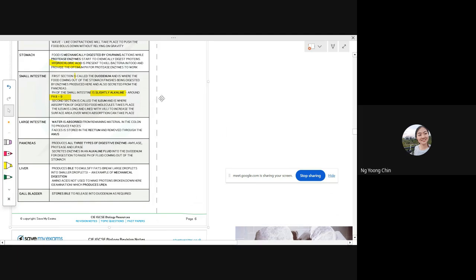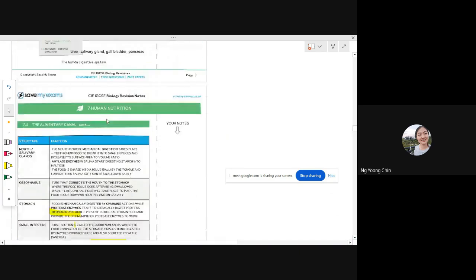Okay, maybe you can take a note. Actually, this is not written down in your notes or any of the books, but this came out in an exam before. The answer is small intestine. The small intestine absorbs more water compared to the large intestine, because the length of the small intestine is much longer than the large intestine.